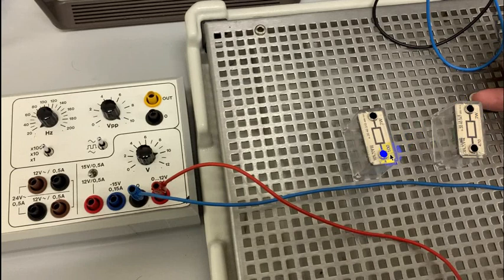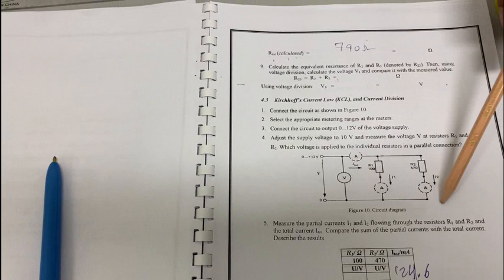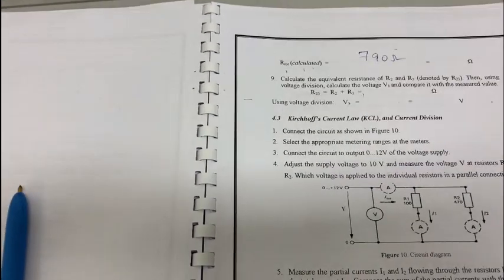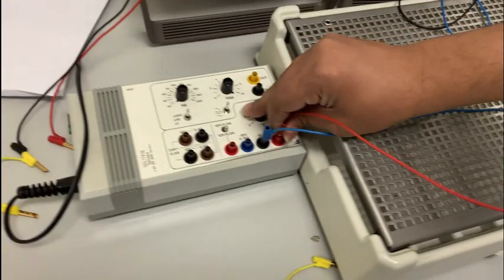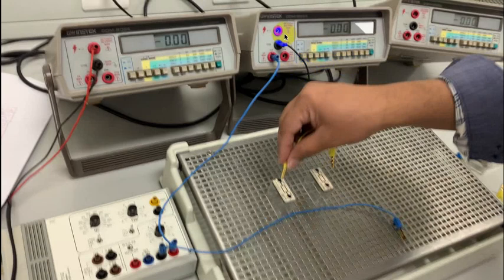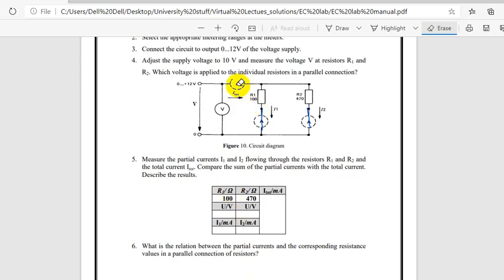Okay, let us make the connection, 100 and 470. Short. The 0 to 12 volt supply is connected to the ammeter. Here we are connecting from this point to the ammeter, this point to the ammeter here. Then from the ammeter to the 100 ohm, this way, from the ammeter to the 100 and to R2. So R1 and R2 you can connect this.